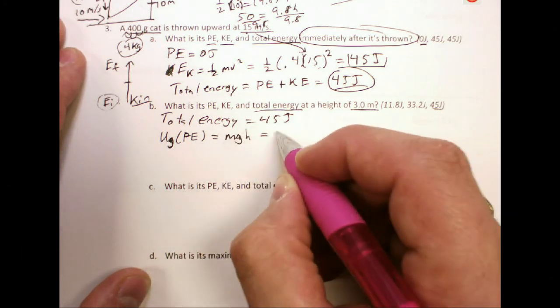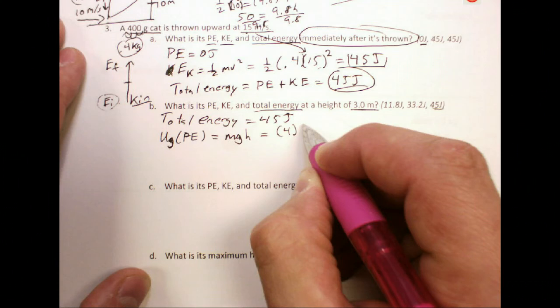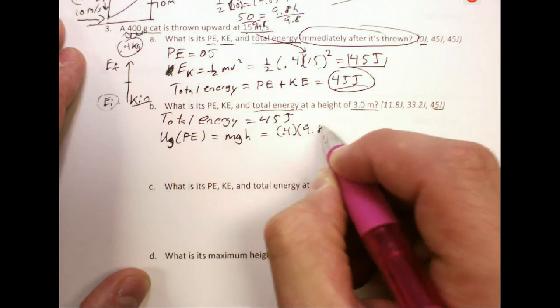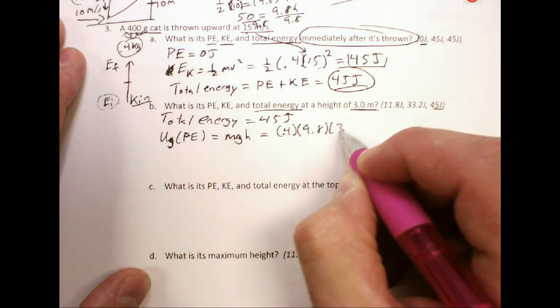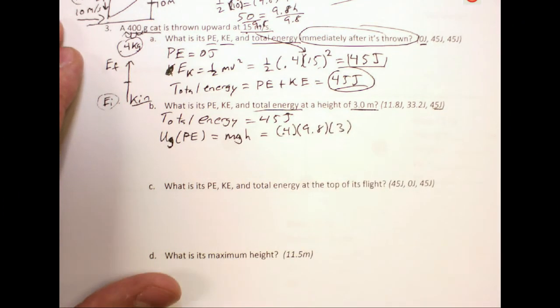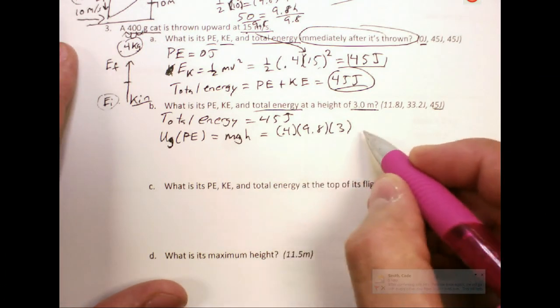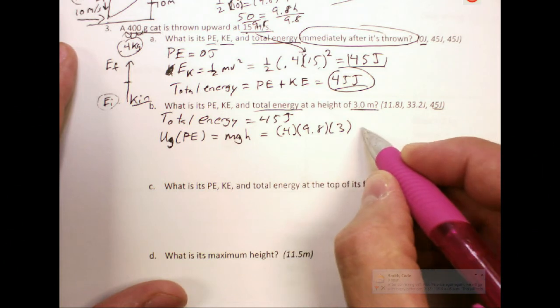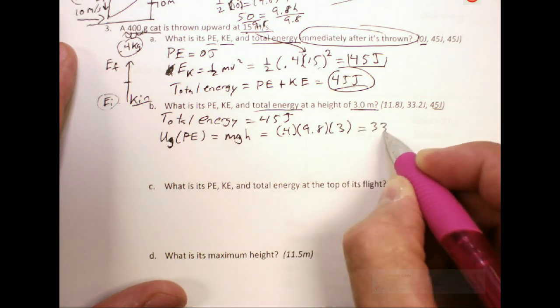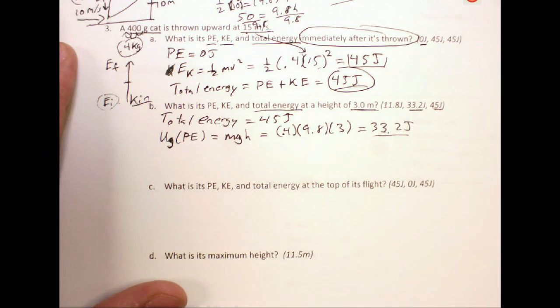Plug everything in and you should get 0.4 times 9.8 times 3. Work all that out. 0.4 times 9.8 times 3, and you should get 11.8 joules, which is this answer right here. That's the potential energy.